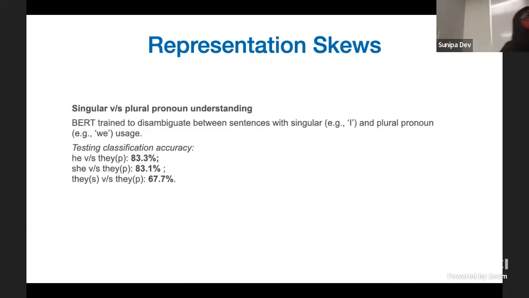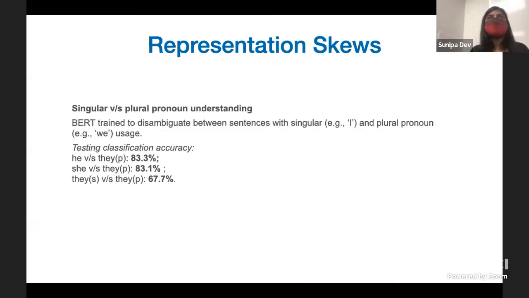So we tried to see if there was a general understanding of a singular versus a plural pronoun. And that seemed to fail when we tried to disambiguate between its understanding of they in its singular form versus they in its plural form. So what we did was we trained on a set of sentences using I and we, and then we extended to the situation where we had he versus they in plural and she versus they in plural. And of course, it was able to disambiguate well there, but that falters when it tries to disambiguate between they singular versus they plural, even after fine-tuning over a large set of these sentences.